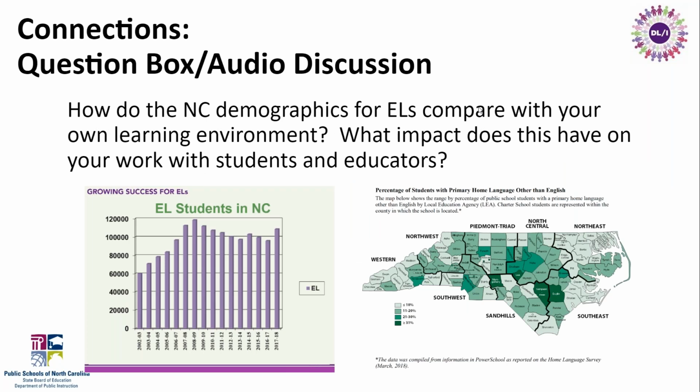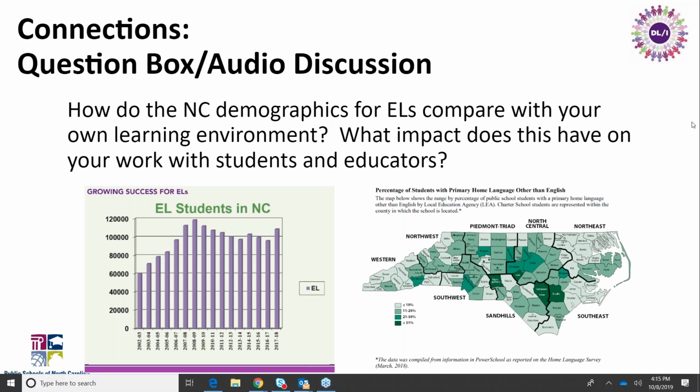Following up on that poll is our first connections question. You might recognize the pictures from the connections in the actual module. We want to know from you, either by unmuting you or having you type into the question box, how do the North Carolina demographics for ELs compare with your own learning environment? And then what impact does this have on your work with students and educators? I am looking for raised hands, and I'm looking for answers to be put in the questions box. We know sometimes it takes you a little while to get warmed up. That's why we like to start with that poll question so that you start thinking.